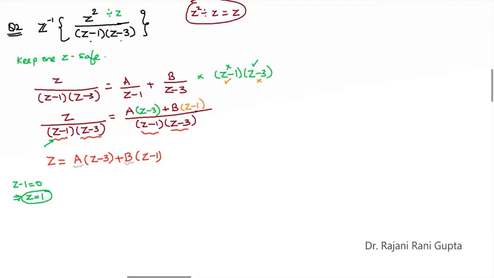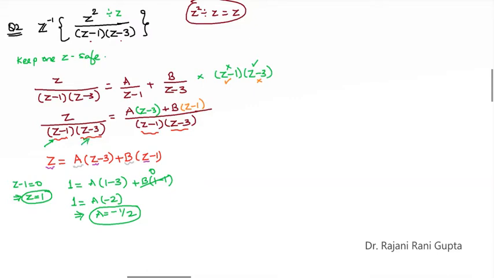So now what we have to do? We have to replace Z in these three places by 1. So when we do the calculation, we get 1 equal to A times 1 minus 3 plus B times 1 minus 1. Now 1 and 1 cancel, it becomes 0. So we get 1 is equal to A times minus 2, which gives you the value of A as minus 1 over 2.